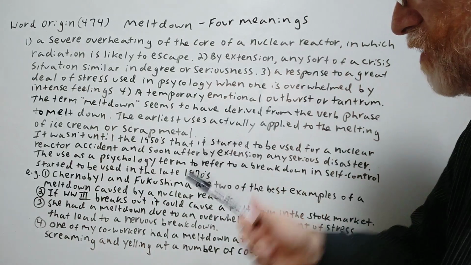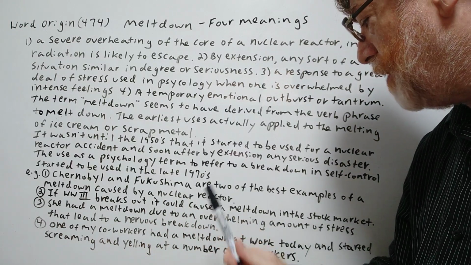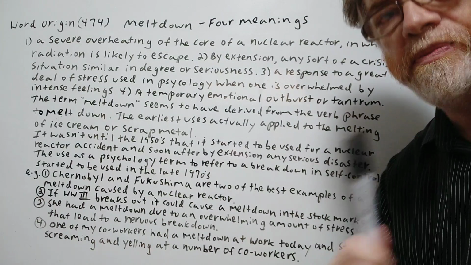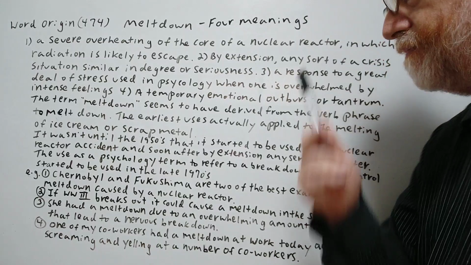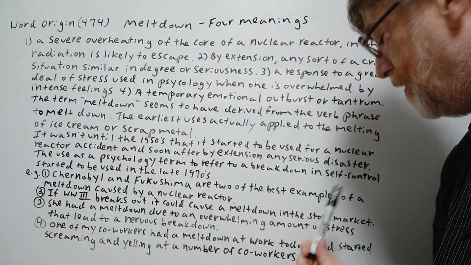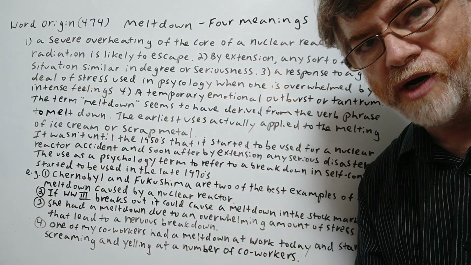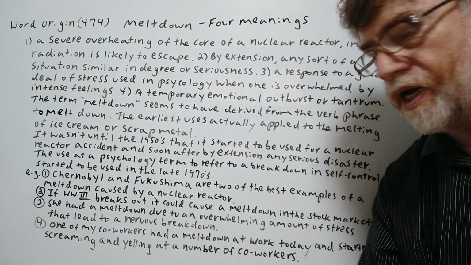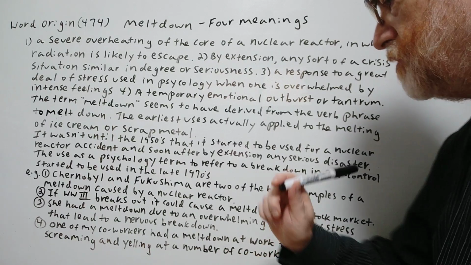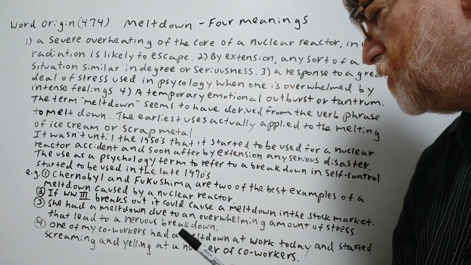Okay, let's continue. And we got four examples here to show just how it's used. Here's the first one. Chernobyl and Fukushima are two of the best examples of a meltdown caused by a nuclear reactor. Good. Number two, if World War III breaks out, it could cause a meltdown in the stock market. Yeah, anytime there's a very major stock market crash, they could refer to it as a meltdown in the stock market. Number three, she had a meltdown due to an overwhelming amount of stress that led to a nervous breakdown. So this is more the psychology use.